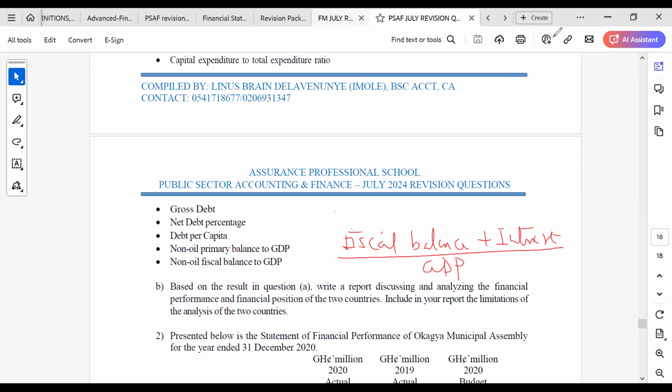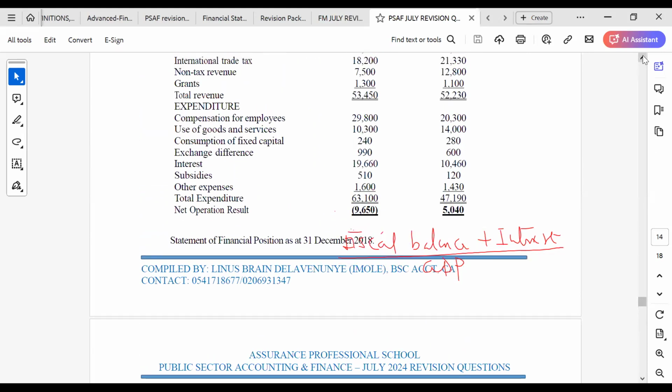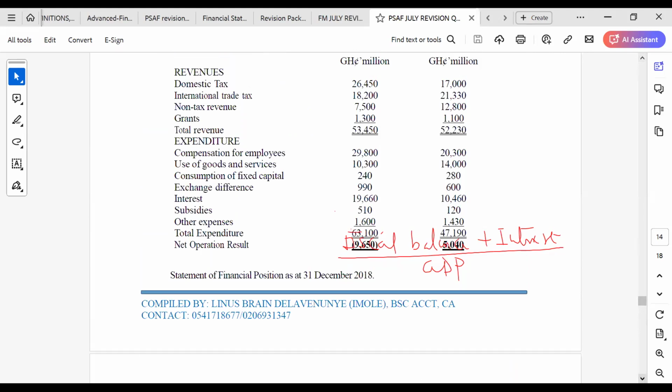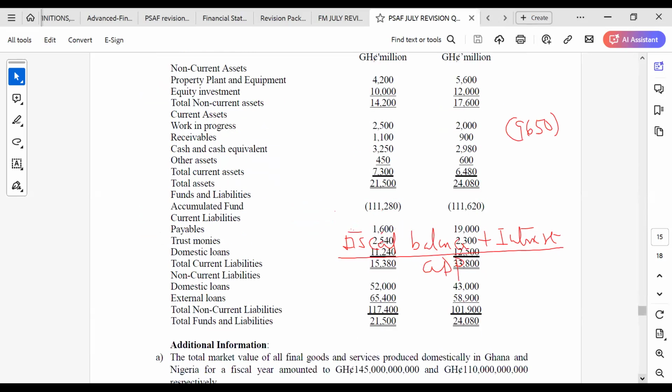So let's go there. Let me demonstrate how you are going to be getting these figures. So you start from the surplus for the year. What is the surplus or the deficit? Okay, our net operating result for Ghana is what? 9,650. Okay, that is negative. What are they saying? We are saying that the annual budget funding amount, which is for oil, should not be part of it. But we have already included that amount before getting that.